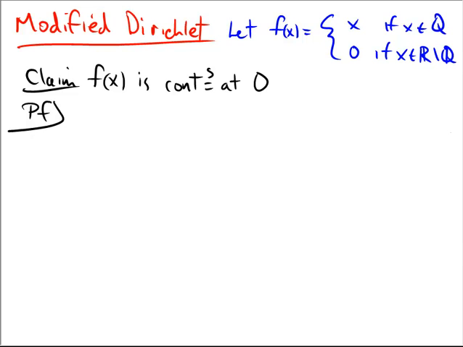Okay, let's modify that argument into what we call sometimes the modified Dirichlet function. This function, f of x, is equal to x if x is a rational number, and it's equal to 0 if x is an irrational number. So pause for a second, see if you can sketch a quick graph of this on your own. I'm going to sketch it down here, but you should pause and see if you can draw it on your own and think about it.